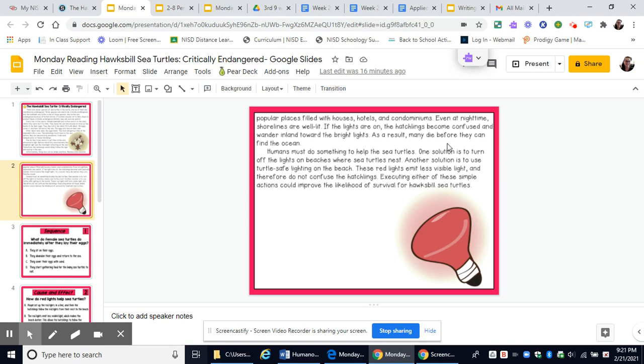Humans must do something to help the sea turtles. One solution is to turn off the lights on beaches where the sea turtles nest. Another solution is to use turtle safe lighting on the beach. These red lights emit less visible light and therefore do not confuse the hatchlings. Executing either of these simple actions could improve the likelihood of survival for hawksbill sea turtles.